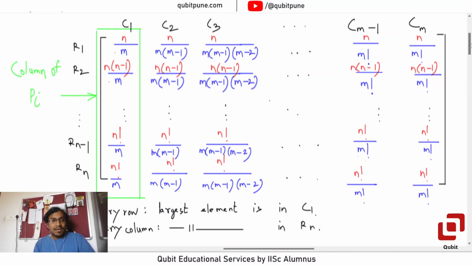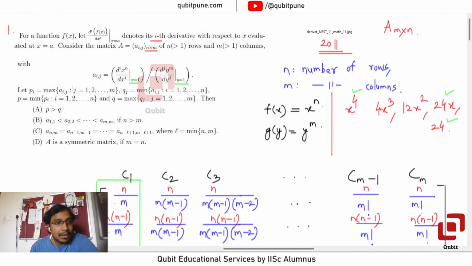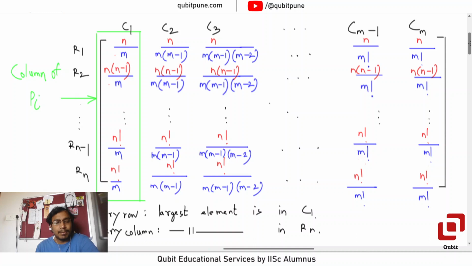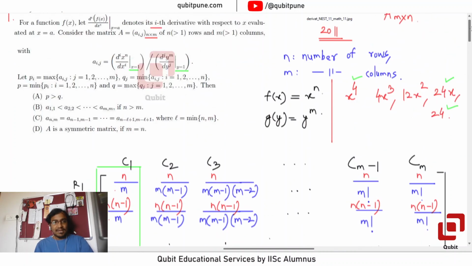Okay, so P1 is n upon m, P2 is n into n minus 1 upon m, and so on. And what is P? P is the minimum of all of them. Which element is the minimum of all of them? That is n upon m, right? That is n upon m because in the first column the least element is n upon m, correct? So P is n upon m.